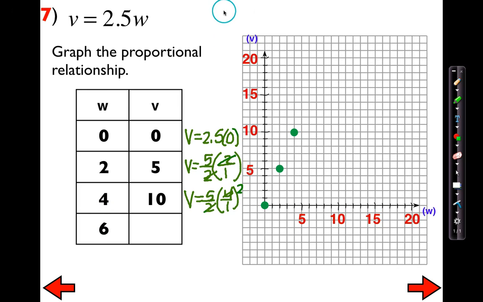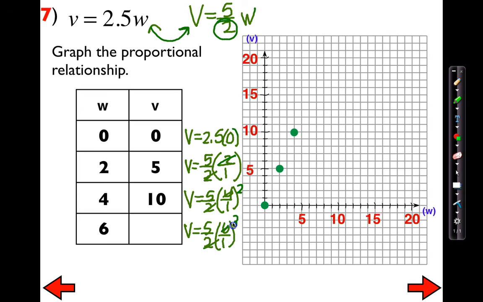So if you forgot, again, we are simply using this equivalent equation so that I can pick multiples of the denominator to ensure I have whole numbers to work with. So v equals 5/2 times 6. I can cross cancel, leaving me with 15. So here we're going to go 6 and all the way up to 15, and there is my graph.